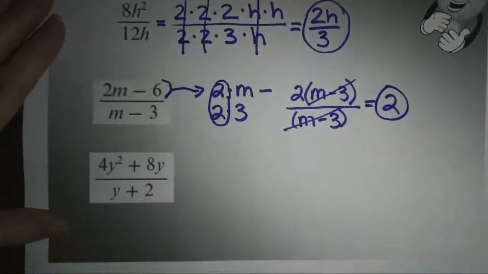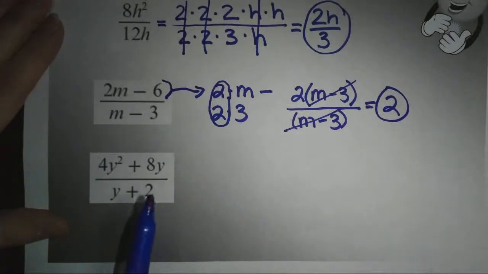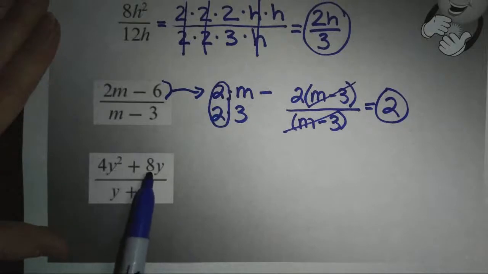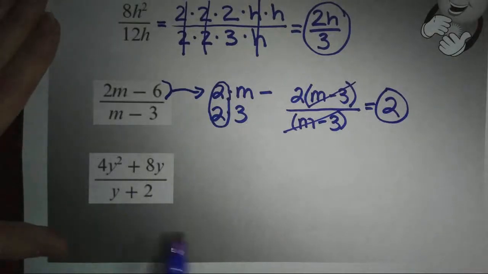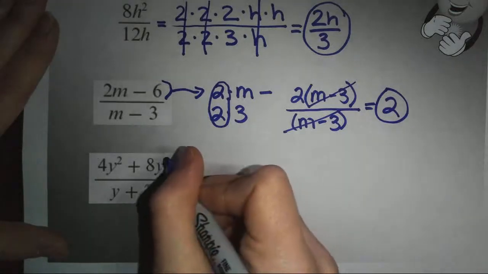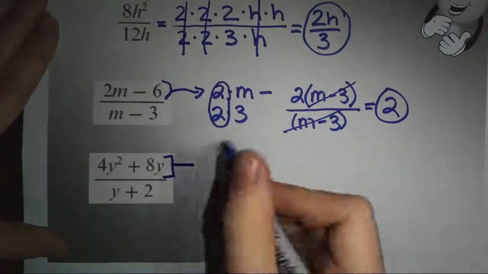Okay. Now here I've got 4y squared plus 8y over y plus 2. Now notice 4y squared and 8y have a greatest common factor. So I'm going to need to factor that out first and then do my canceling. So I'm just going to take this part right here and factor it.